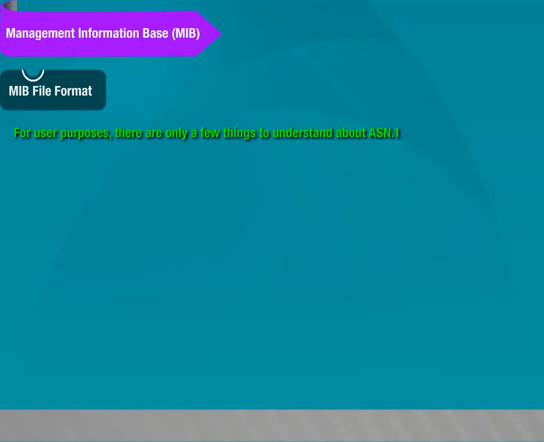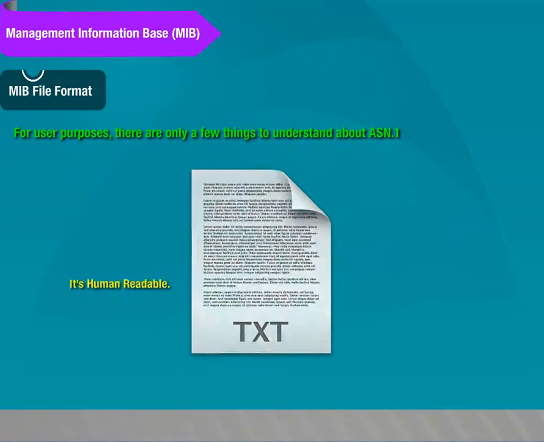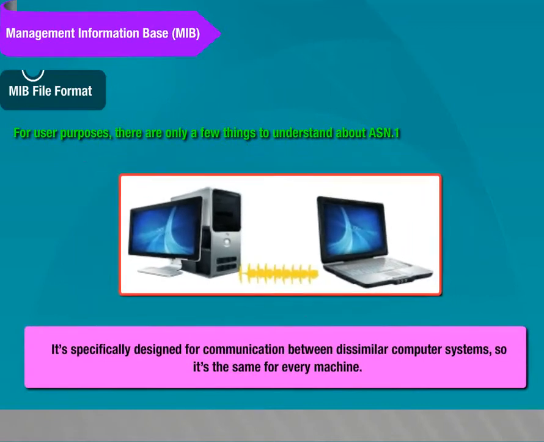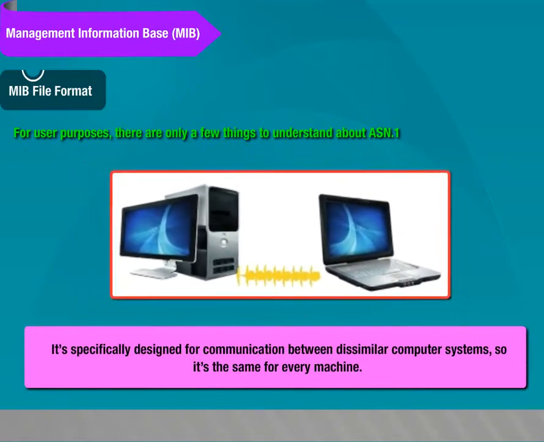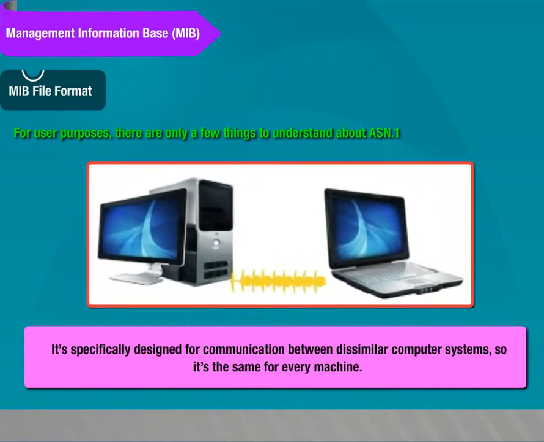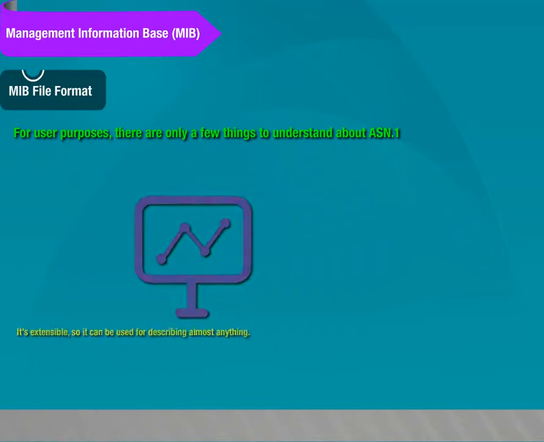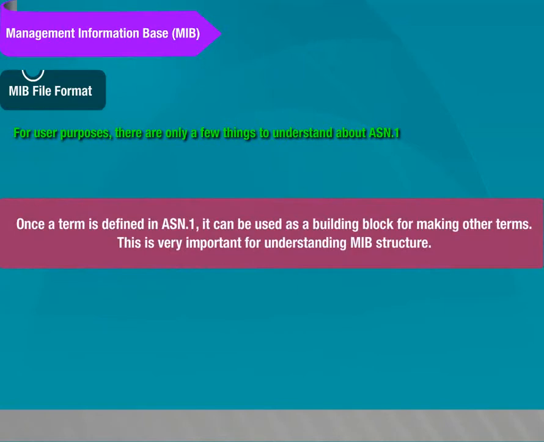For user purposes, there are only a few things to understand about ASN.1. It is human readable. It is specifically designed for communication between dissimilar computer systems, so it is the same for every machine. It is extensible, so it can be used for describing almost anything. Once a term is defined in ASN.1, it can be used as a building block for making other terms. This is very important for understanding MIB structure.